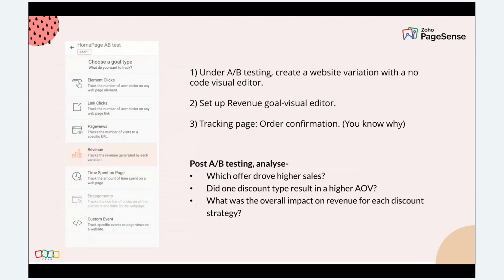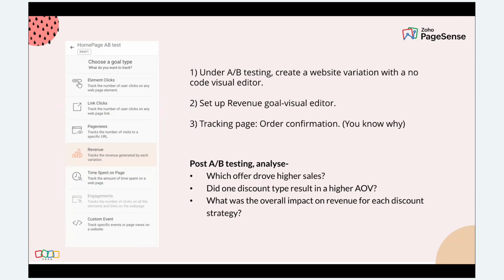You can make any adjustment that you want without any coding skills using a visual editor. Number two, set up a revenue goal. So once your variations are ready, you need to fix your revenue goal. So this goal will act as a benchmark for measuring the success of your A/B test.